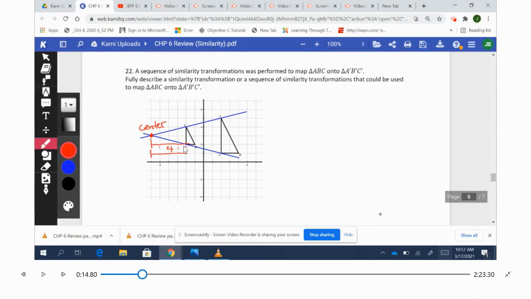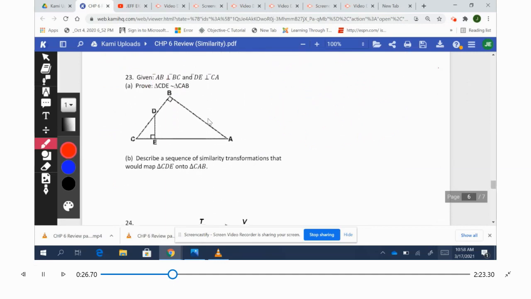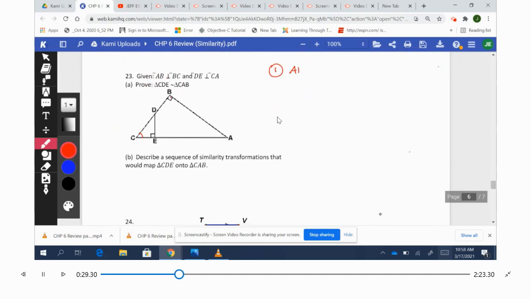Now I'm trying to calculate the scale factor. So I'm just going to go in one direction, across in the x direction. From the center to C prime is 4. Now I'm calculating from the center to C, which is going to be 8. That's going to help me get my scale factor. Now, it's always image over pre-image. So it's going to be 4/8, which is 1/2. So it's a dilation centered at -6.3 by a scale factor of 1/2 that mapped ABC onto A prime, B prime, C prime.